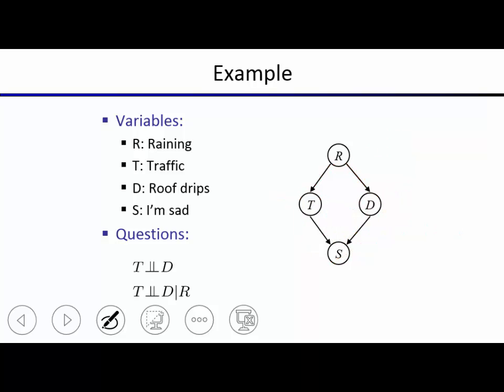Next one, T independent of D given R. So once this node is observed, seeing some yeses. Why? Well, we already analyzed essentially the same thing. We already analyzed the bottom one. We know this is inactive.